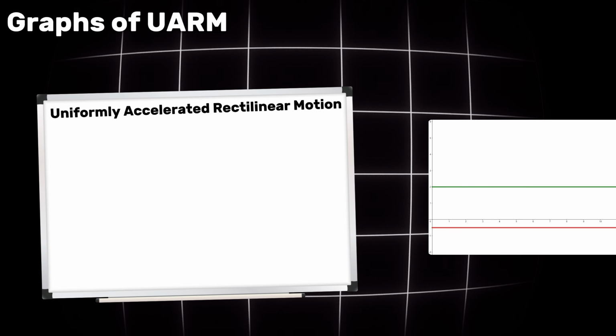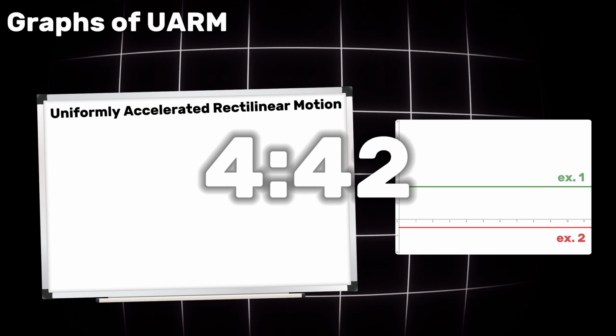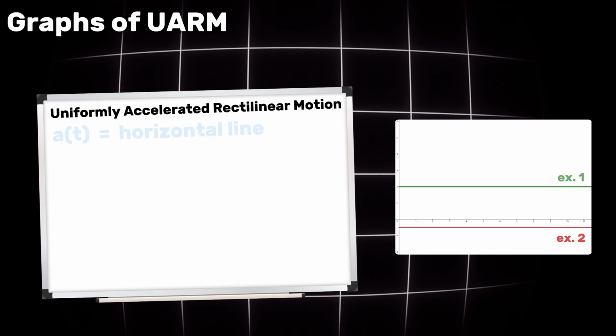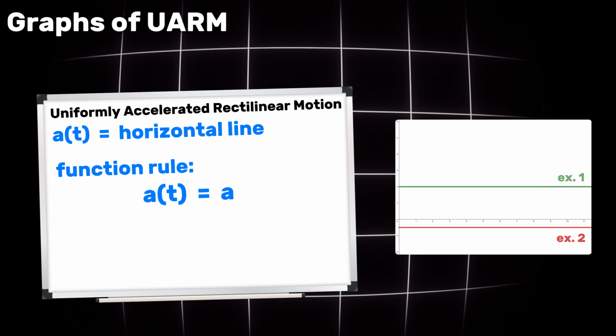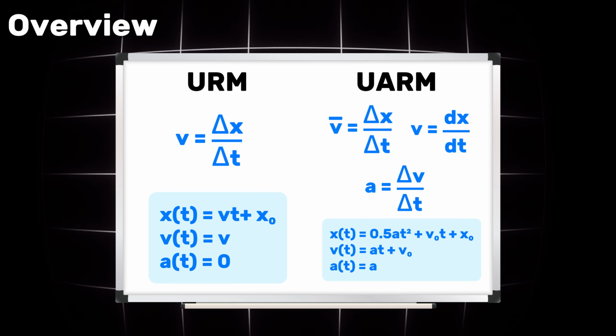The acceleration versus time graph, like you saw 2 minutes ago, is a horizontal line given by a of t equals a. If you have a URM, the acceleration will always be one value, and thus it will always be a horizontal line. Understanding these formulas about URM and UARM allows you to solve almost any problem involving motion. So, write these down because they're very important.